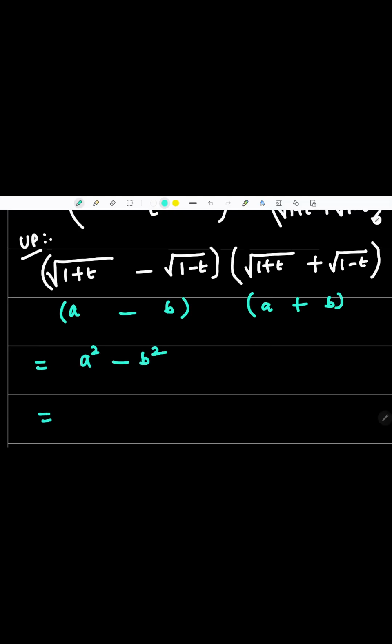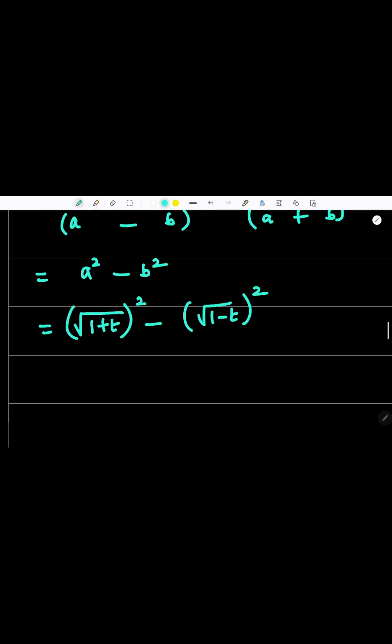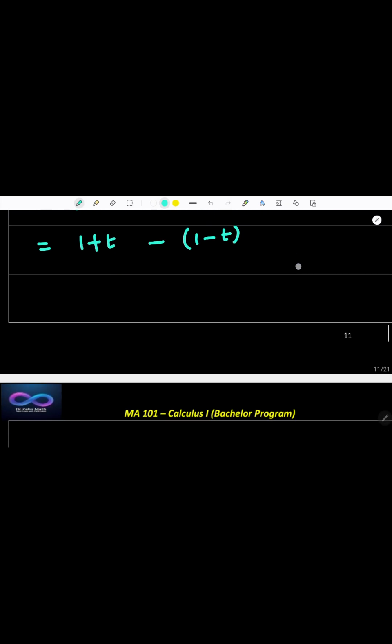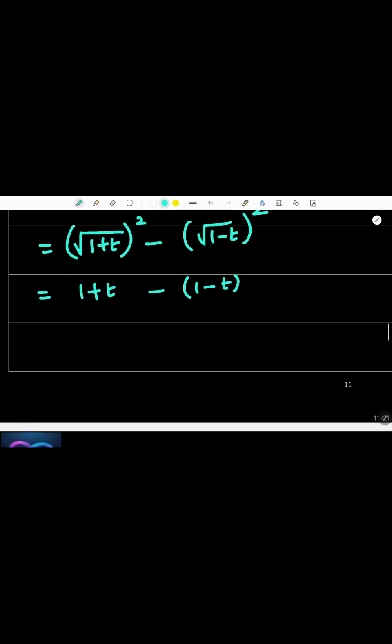So what is your a? a is square root of 1 plus t the whole power 2 minus, what is in the place of b? Square root of 1 minus t whole power 2. So when you square, square root will go. So you'll get 1 plus t and you will get 1 minus t, right? So this is equal to 1 plus t minus 1, and then minus of minus plus t. So 1 gets cancelled. So you are getting the answer 2t for the upper portion.